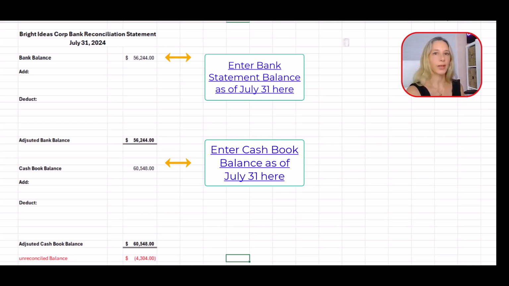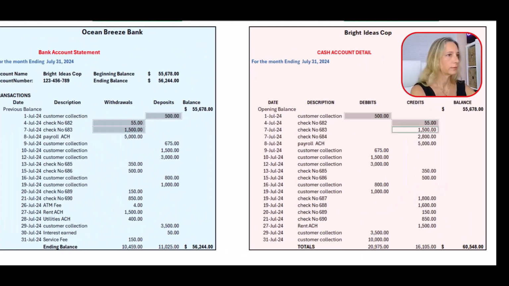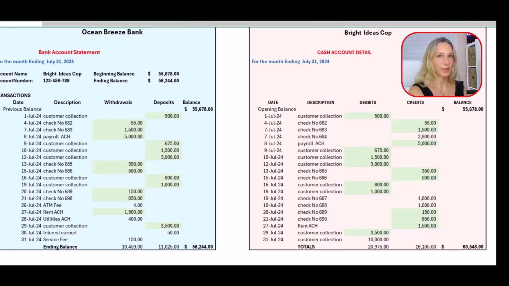We're going to do that by comparing the two records, the bank statement and the cash account detail, and identifying the transactions that do not have a match. So let's take a look. We're going to go down the list and check off the matching transactions. Once we're done, we are left with the transactions that are contributing to the difference between the two balances. Now, we are ready to move on to step 2.